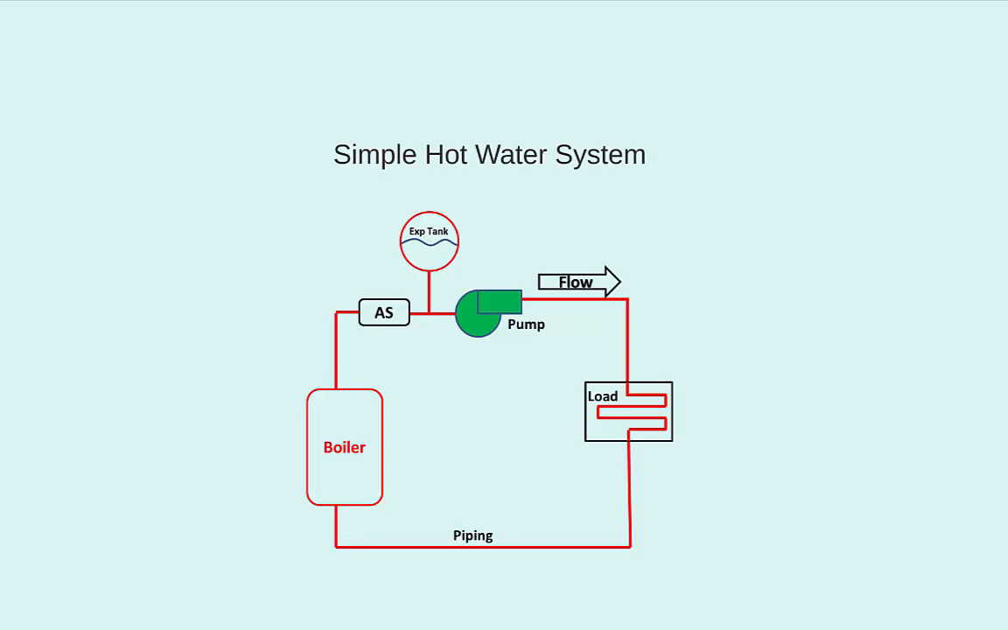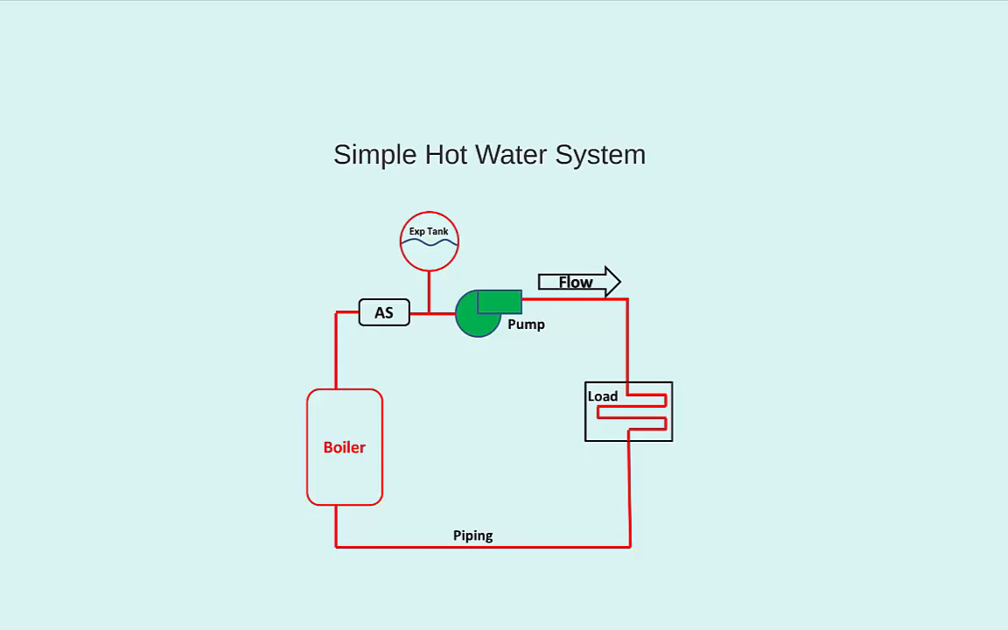The heated up water then makes its way towards a device called an air separator, denoted AS here on the schematic. The air separator is a device which removes air that is entrapped in the water. We will discuss this device and why it is required in a little more detail here in just a minute.